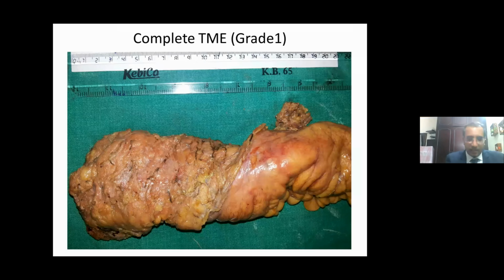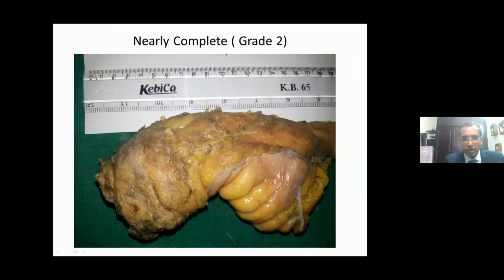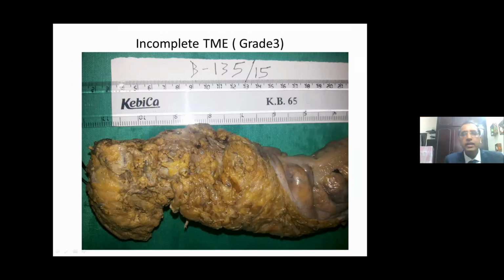So these are some photographs from my case library, and one can see the complete TME. This is the nearly complete, with very minor defects, but no muscularis propria visible. There is no coning. One can see the bulk is also moderately good. And this is the incomplete TME grade. One can see that the defects are quite significant. One can see the muscularis propria on gross inspection.